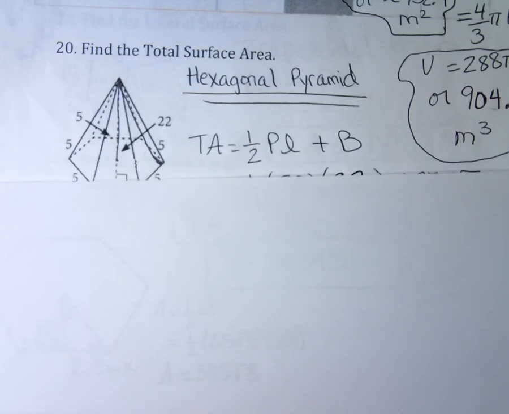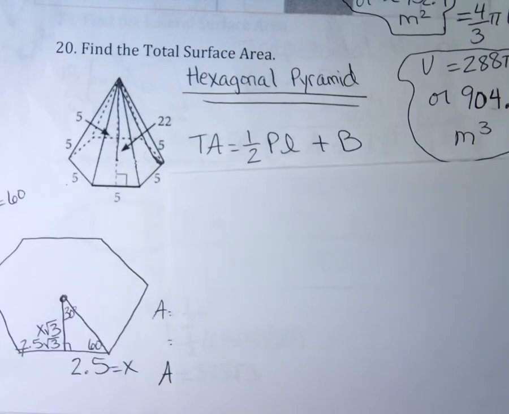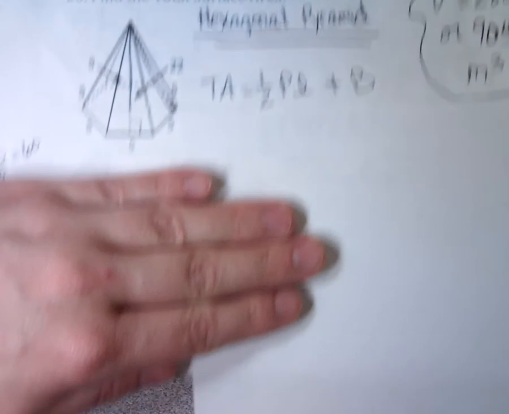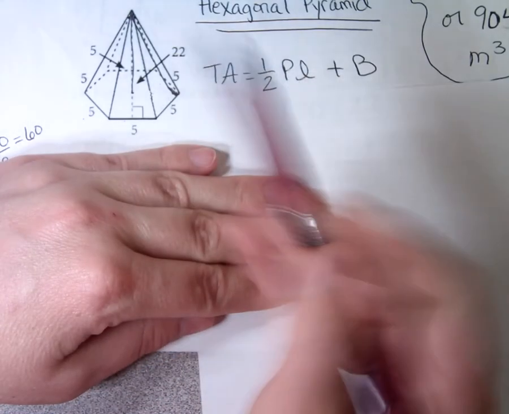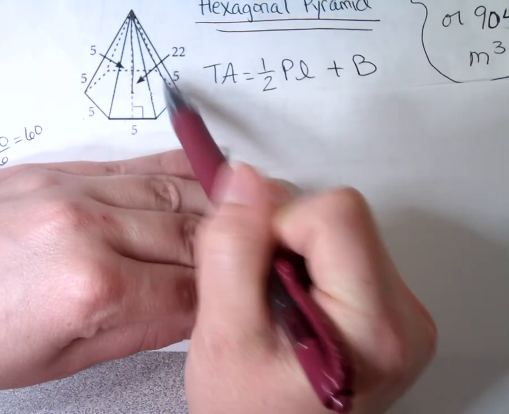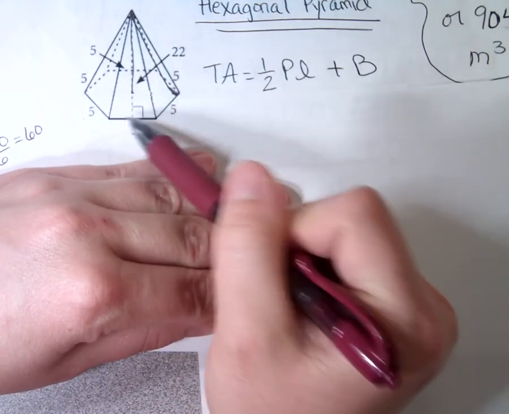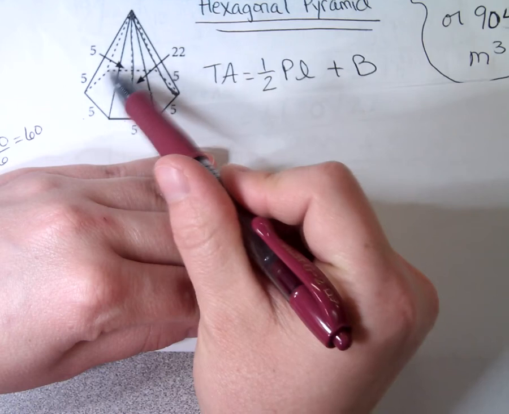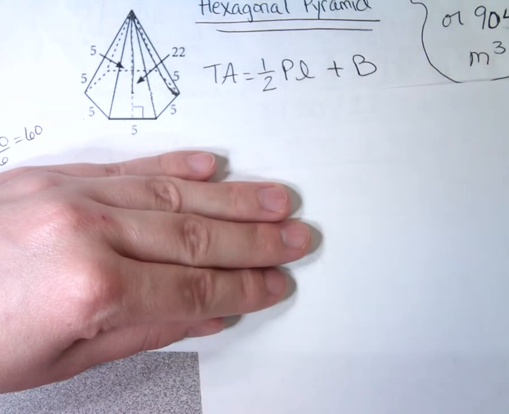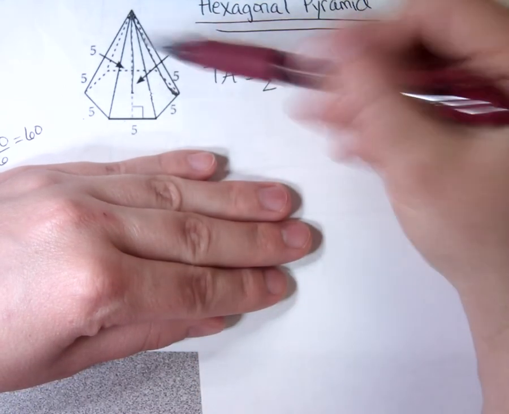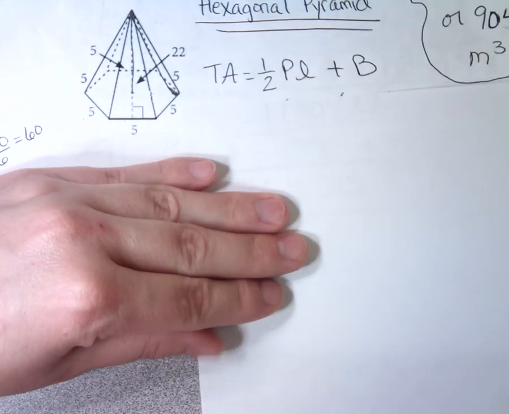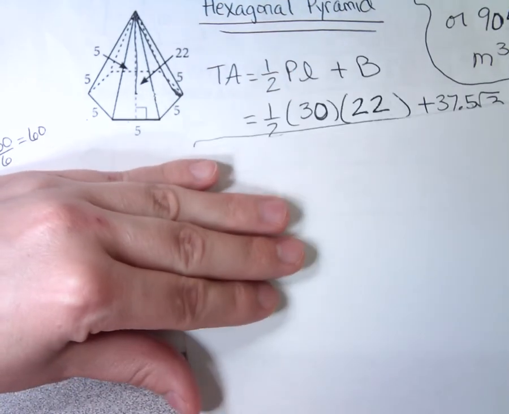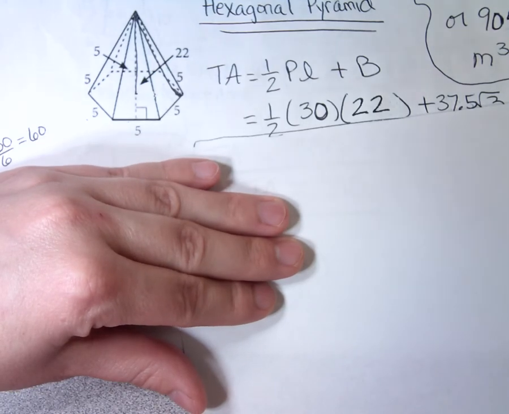So total surface area is 1/2 P L plus capital B. So let's look at what we know. I know that capital P stands for the perimeter of the base. The base is this hexagon. So if all sides are 5, the perimeter would be 30. This 22 is the slant height. So I will have 1/2 of 30 times 22 there.